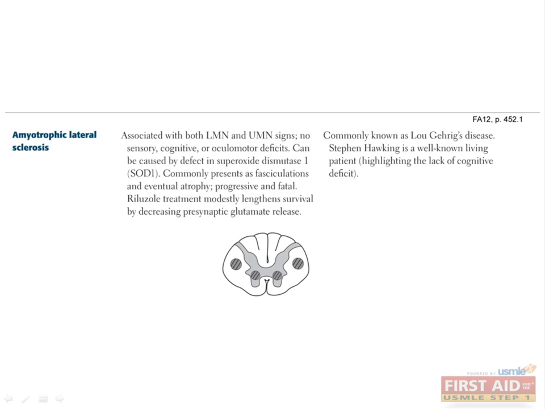Amyotrophic lateral sclerosis, which you may know as Lou Gehrig's disease, is classically described as a combined lower motor neuron and upper motor neuron deficit with preserved, meaning normal, cognitive and sensory function. The disease usually occurs in middle-aged men. It's thought to be caused by a defect in the superoxide dismutase 1 protein, which is involved in degrading free radicals. It is a progressive illness with death ensuing once the respiratory muscles become paralyzed.